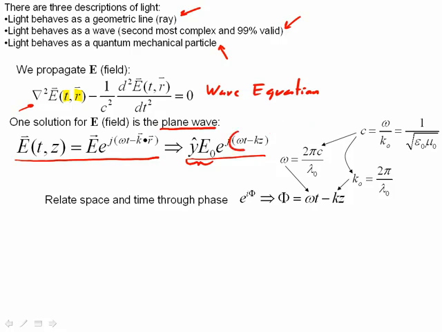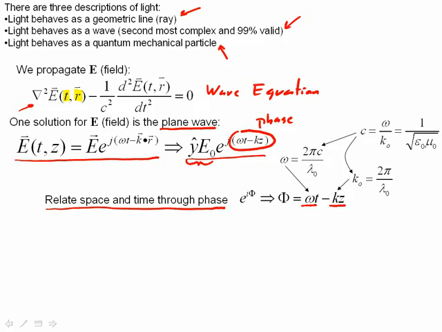This term, of course, in the parentheses, is the phase of the electromagnetic wave. And phase relates space and time. It tells us how the variation of the wave changes with space and also with time. And it's given by omega t, which is the time variation, and kz, which is the space variation, where we're assuming the wave's propagating along the z-axis.